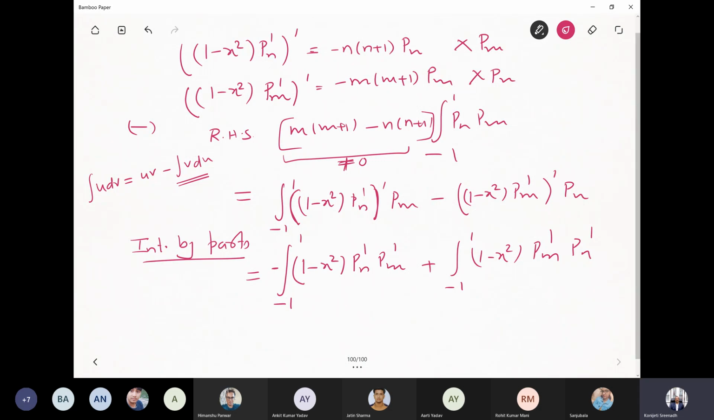But there are some boundary terms. What is the boundary term? Here this is u and this is v. So u into v is Pm into 1 minus x square into Pn prime, evaluated at minus 1 and 1. And the same thing for the other one.